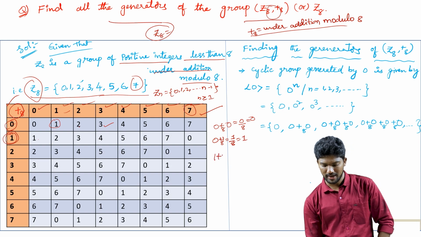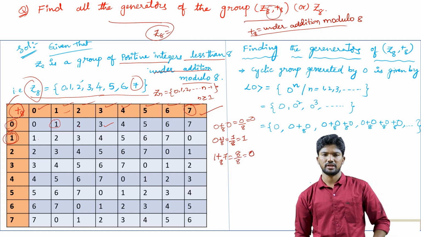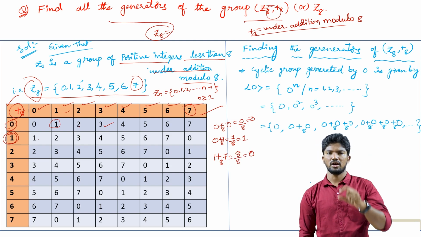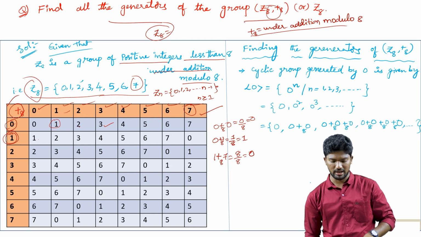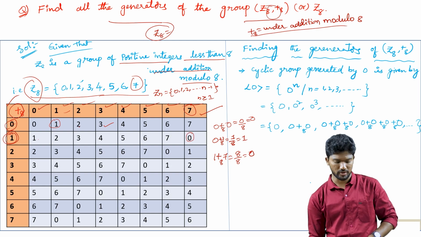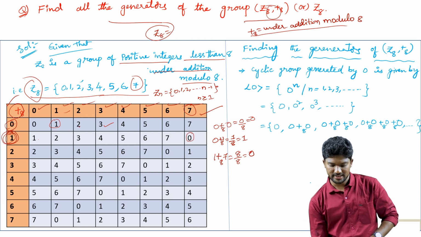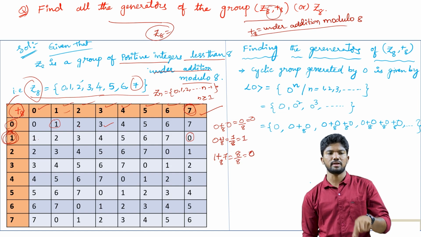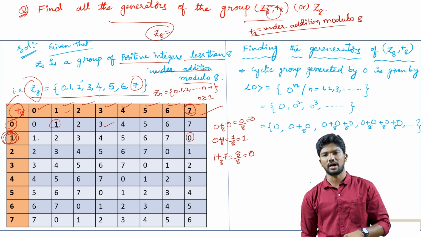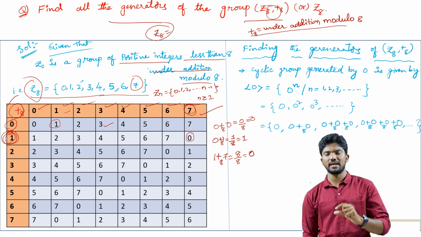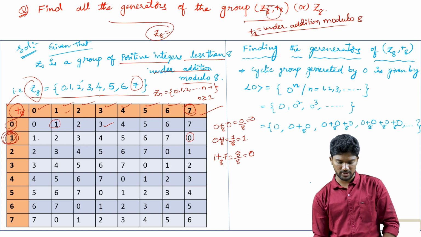1 plus 7 under addition modulo 8 gives 8, and 8 divided by 8 cancels out, leaving remainder 0. You have to write down the remainder value here. So if you add 1 and 7 under addition modulo 8, the remainder will be 0.